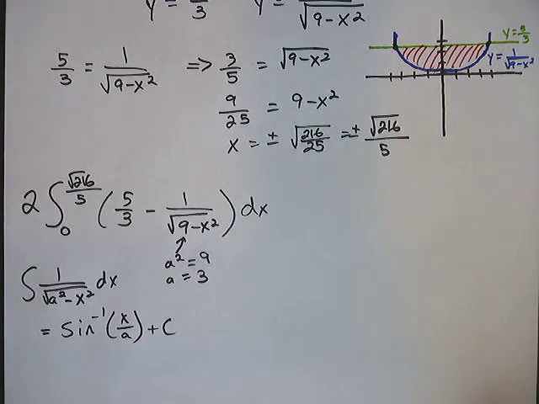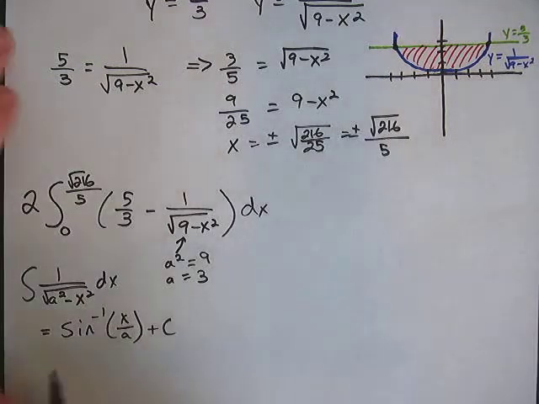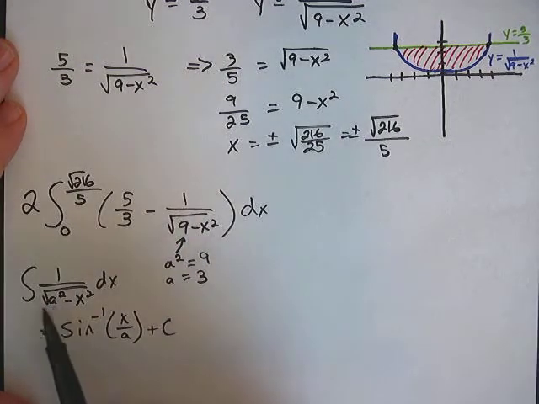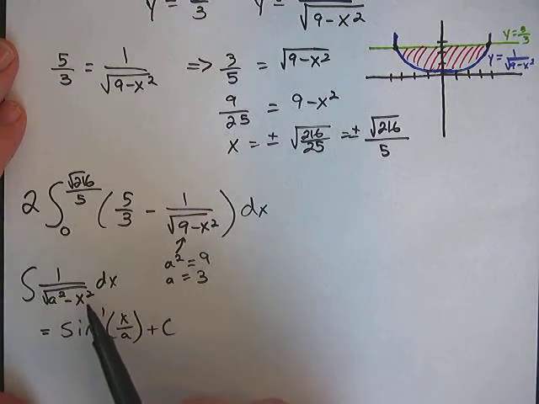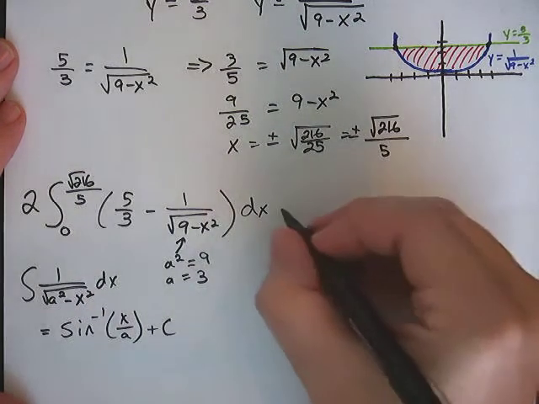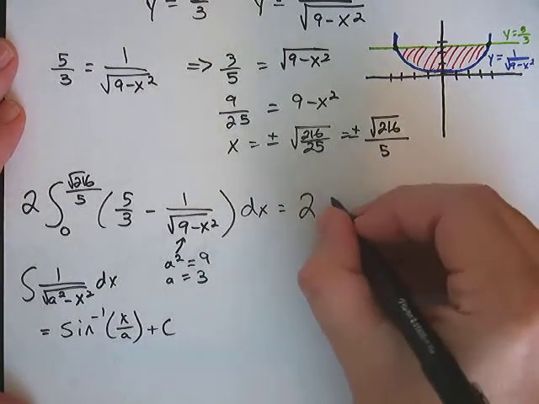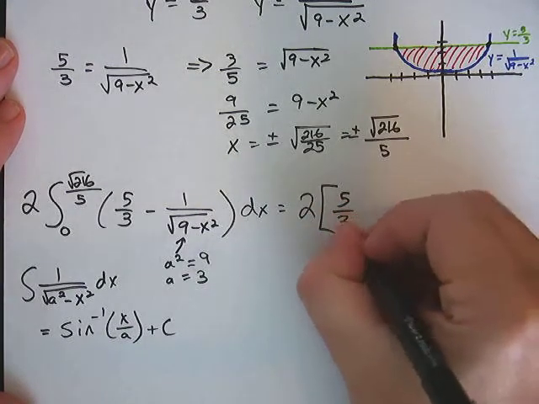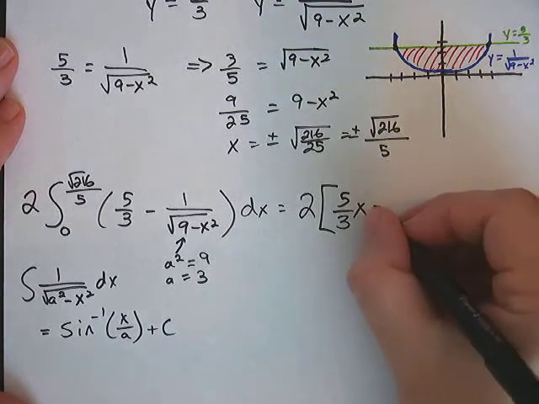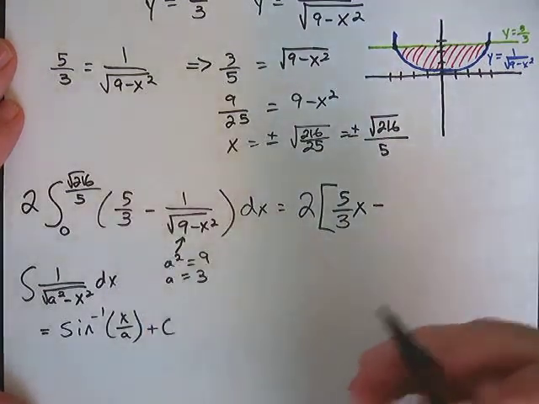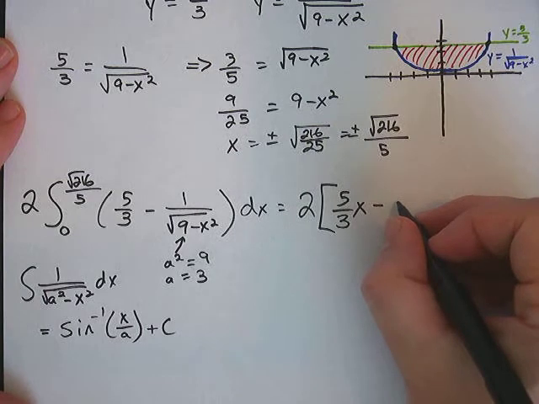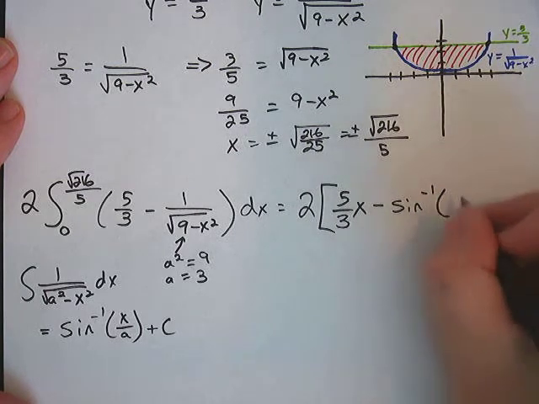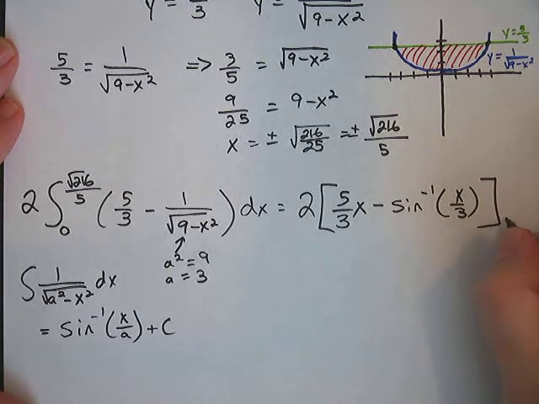Now we're not going to use the plus c because we have limits of integration, but this is what this becomes. You can see that the 9 is where the a squared is, and the x squared is there, so it becomes x over 3 for our case. So let's go ahead and integrate. We have 2 out front. We already said that this becomes 5 over 3 x. And then this becomes minus sine inverse of x over 3. The minus is because there's already a minus there. And that's going to be integrated from 0 to the square root of 216 over 5.